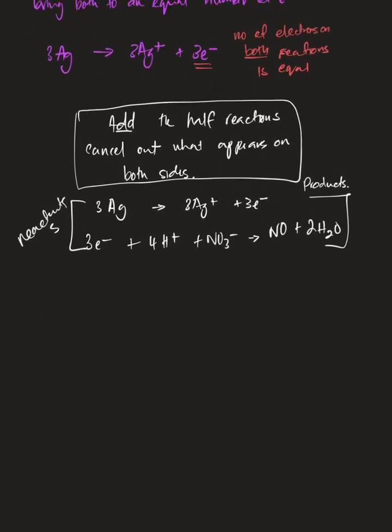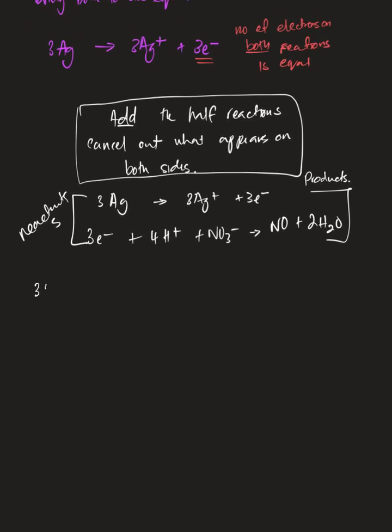Right, so when I'm looking at something like that, I've got 3Ag plus 3 electrons plus 4H plus NO3 minus gives me NO, let's put that in, 3Ag plus 3 electrons gives me plus NO plus 2H₂O. Right, so the last thing I need to do now, I need to cancel all of this stuff out. So I can see on both sides, I can cancel out here the 3 electrons and the 3 electrons. Other than that, everything stays the same.